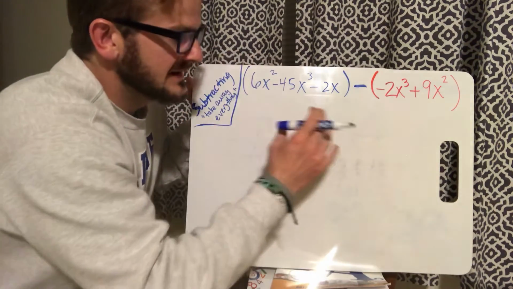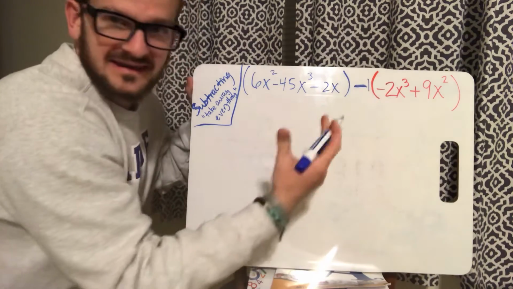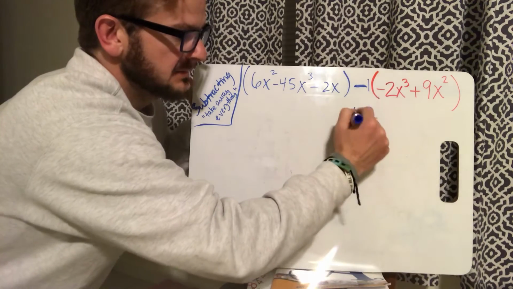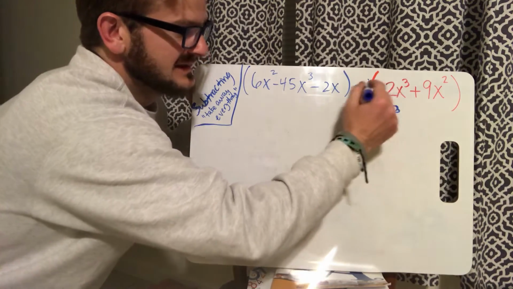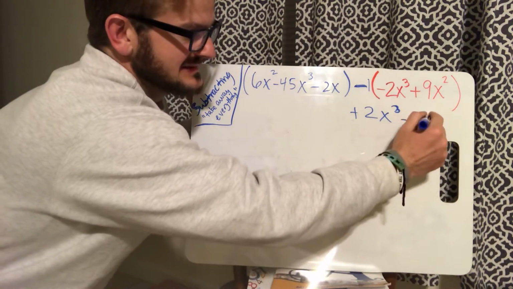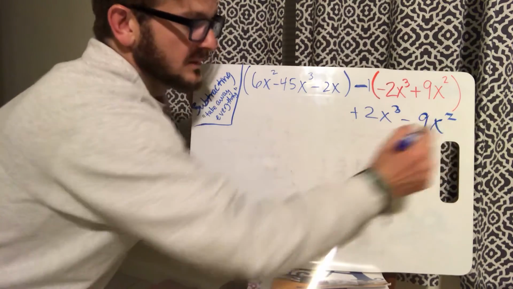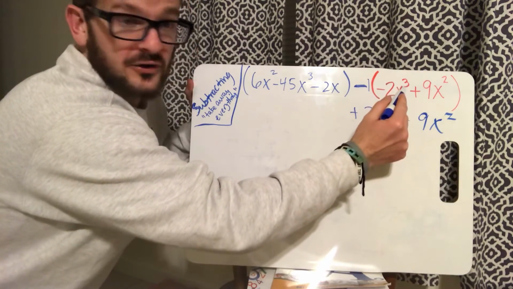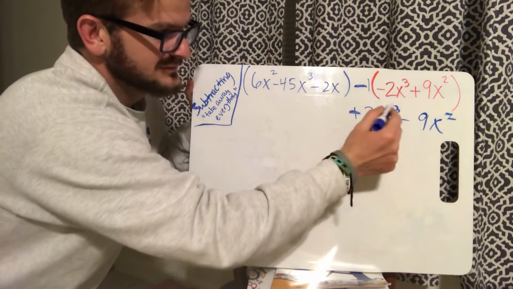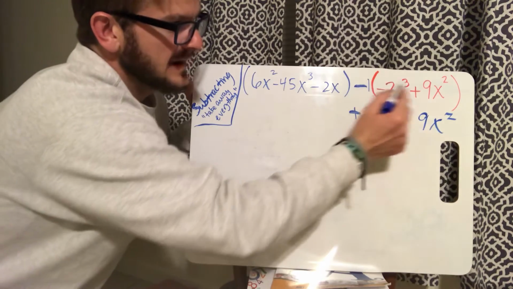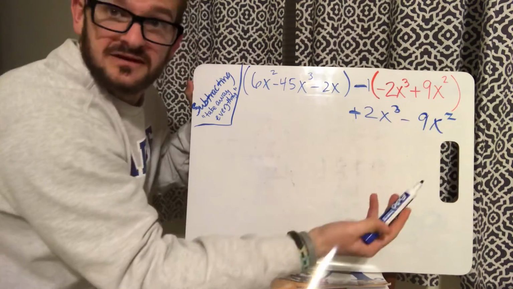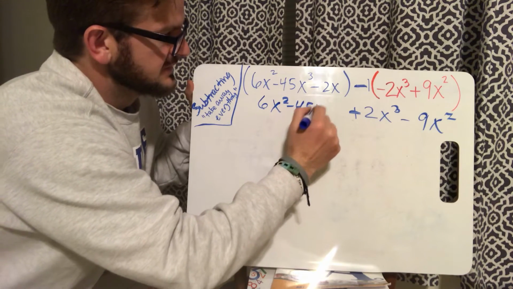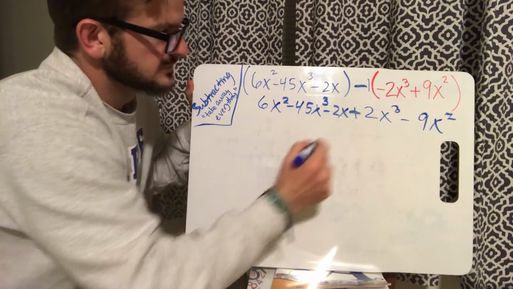Really what we're doing here is distributing a negative 1, is a way to view it. So negative 1 distributed in gets us a positive 2x to the third. A negative 1 distributed in gets us a negative 9x squared. See that it's the same thing as subtracting a negative 2x to the third, which is positive 2x to the third, and subtracting 9x squared, that's what we get. And then the first part is just going to stay the same, so we're just going to rewrite it.